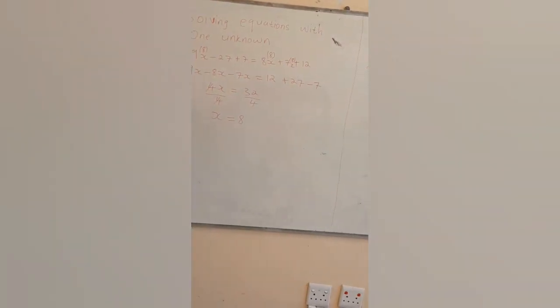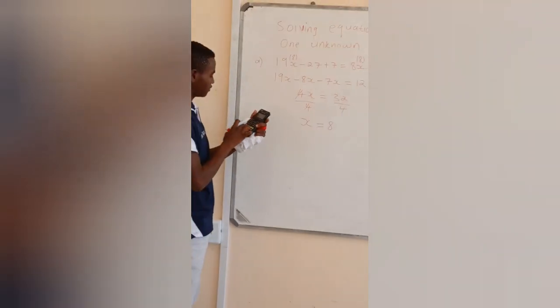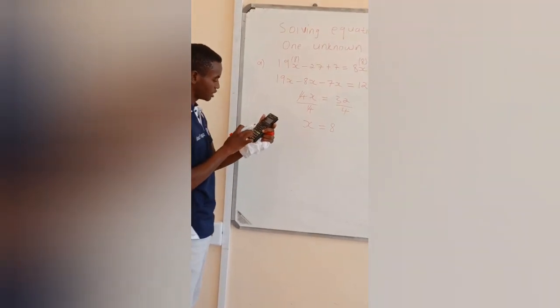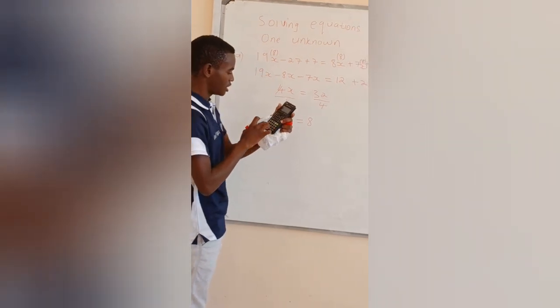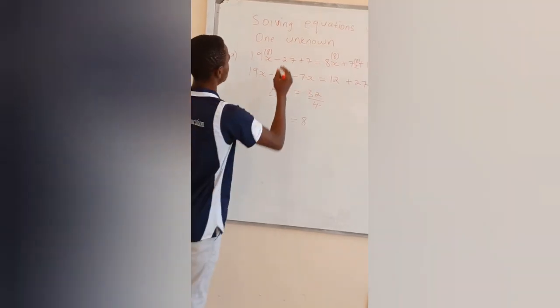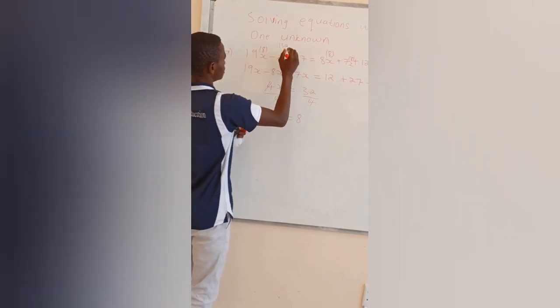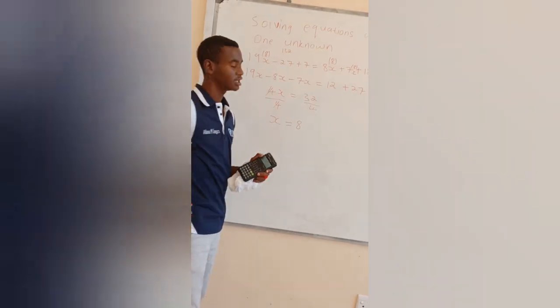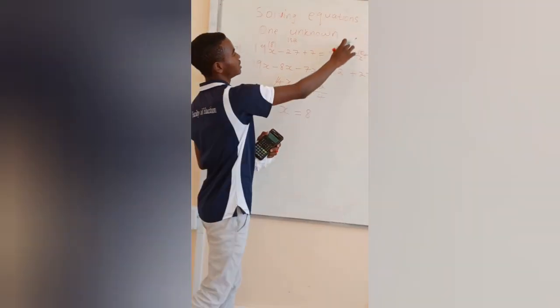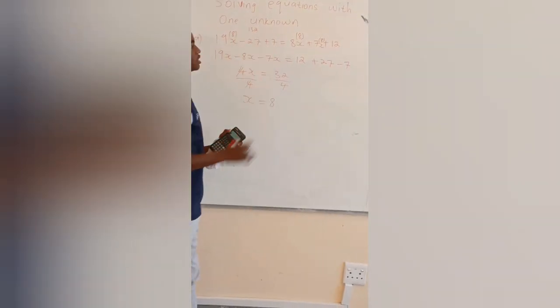Let's try to punch. Now here we have 19, open bracket, 8 minus 27 plus 7 is equal to, the answer is saying 132. Now if we have 132 at this side, at the left hand side, then at the right hand side it has to be equal to the left hand side.